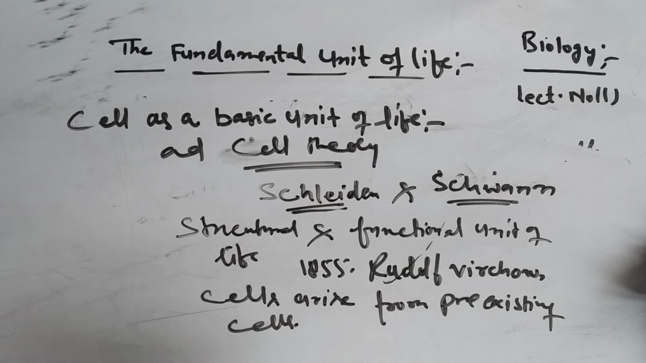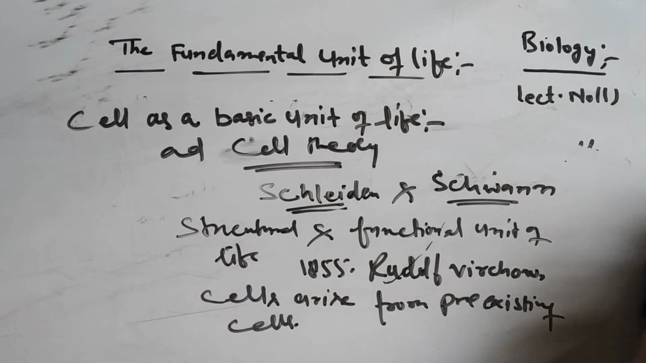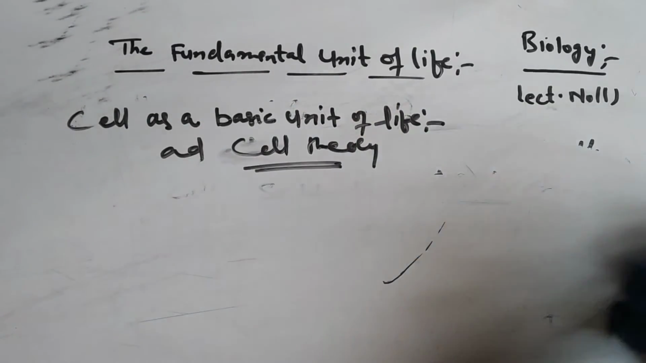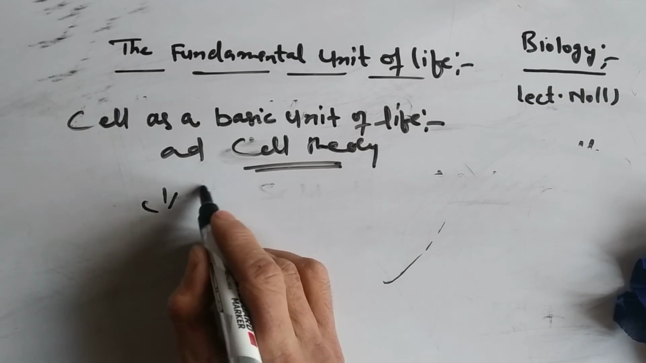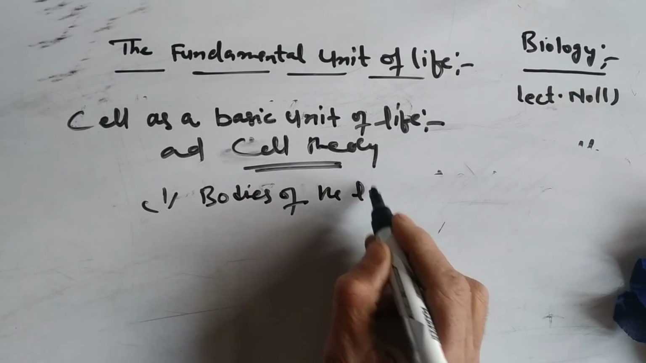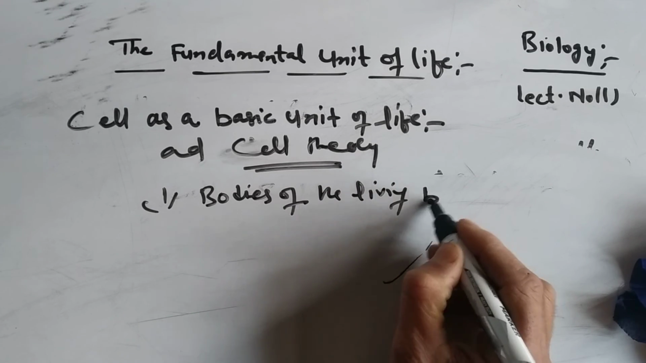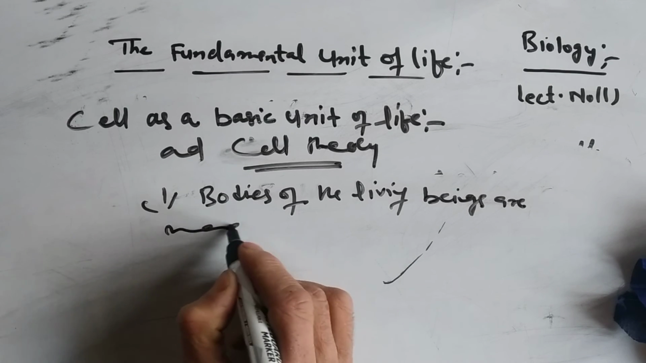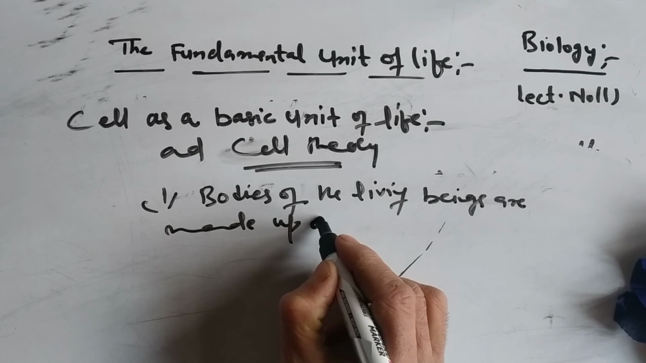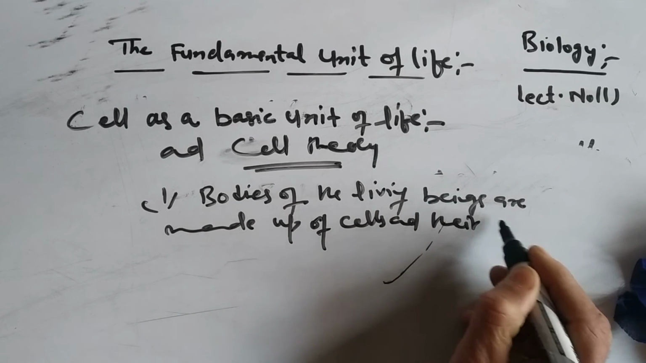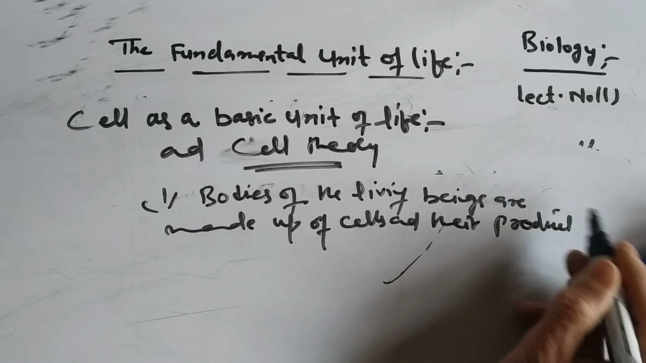उसने सेल थ्योरी को मॉडिफाई किया. उसने कुछ पॉइंट्स ऐड किए. नंबर 1, as per Rudolf Virchow, number first point is bodies of the living beings are made up of cells and their products. ये पहला पॉइंट इसने डिस्कस किया.